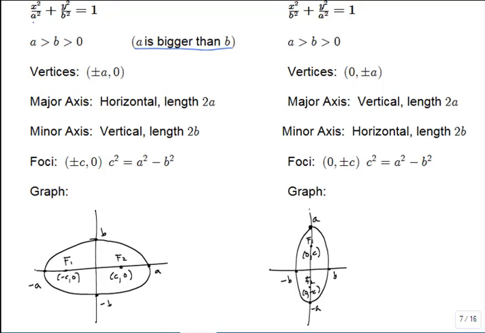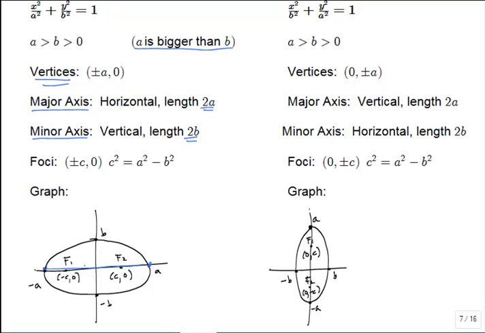And because the a is bigger, we're going to have a longer horizontal length going across here than this vertical length. So this going across is called your major axis, and it's just going to have a length of 2a because we go a to the right and a to the left. The smaller direction, in this case the vertical direction, is called our minor axis, and it has a length of 2b. We call our vertices the two endpoints on that major axis. So this a and this minus a. So we could write that as plus or minus a, comma 0.